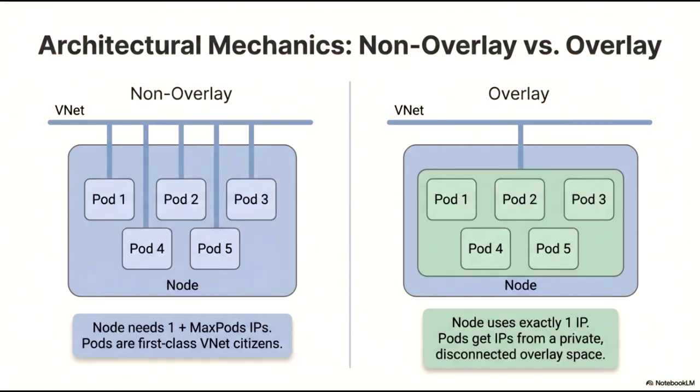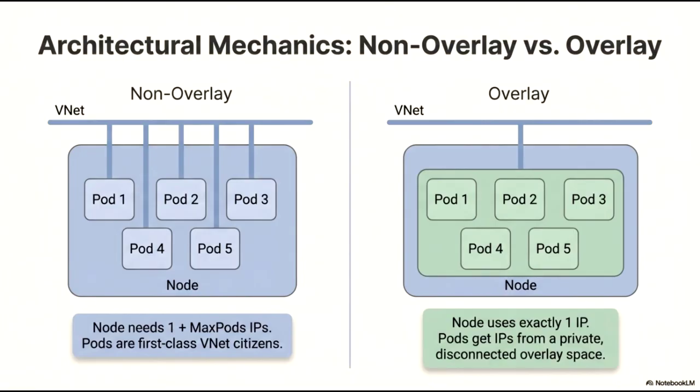This slide examines the architectural mechanics of non-overlay versus overlay networking. On the left, the non-overlay model treats pods as first-class VNet citizens. In this configuration, each pod receives an IP address directly from the VNet range. This approach requires the node to reserve 1 IP for itself, plus an additional IP for every possible pod, or 1 plus max pods. While this ensures direct visibility and simplified routing, it requires a substantial allocation of VNet address space.